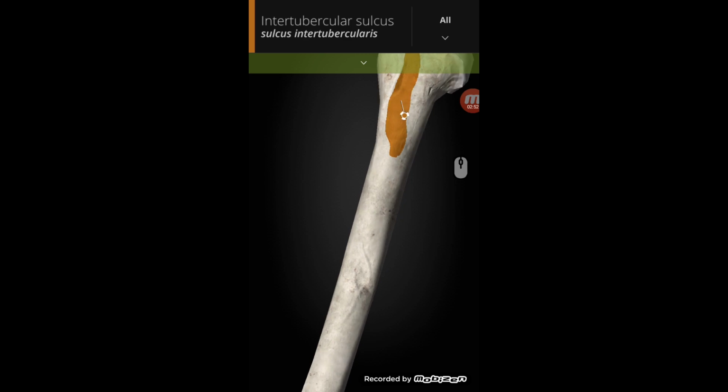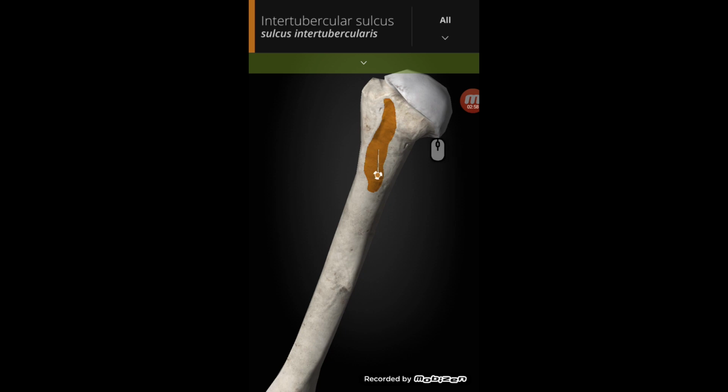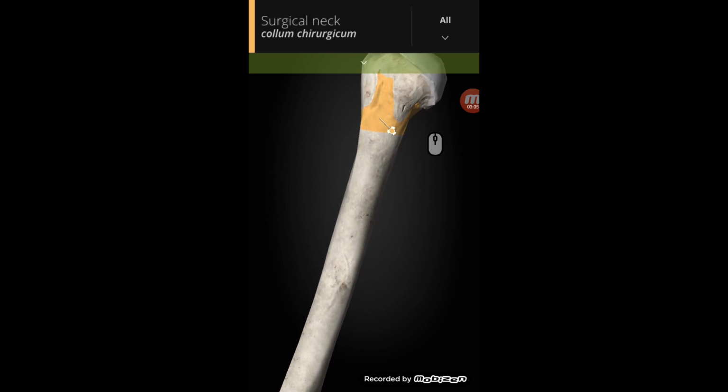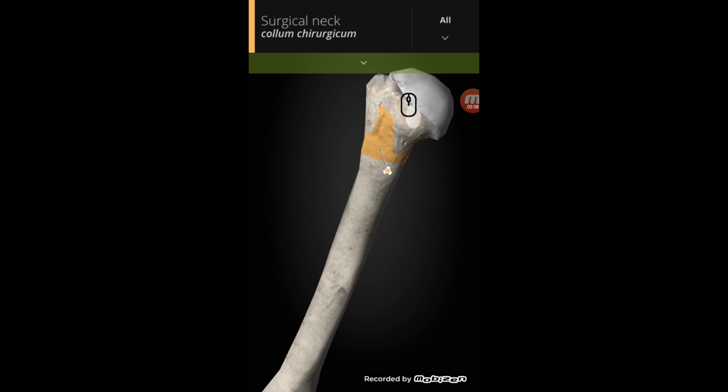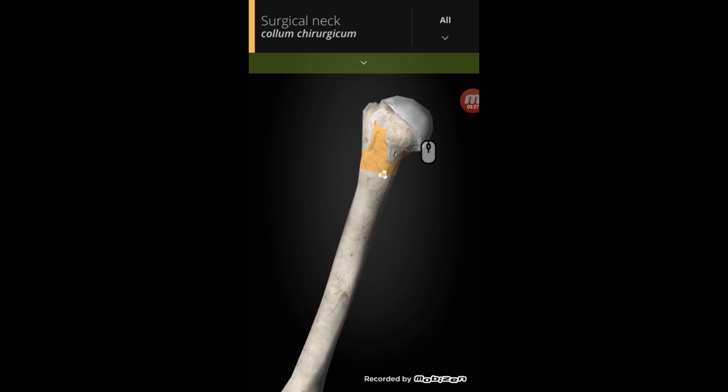This groove is called the intertubercular sulcus or bicipital groove because it is between two tubercles, the lesser tubercle and the greater tubercle. So next, here is the surgical neck. Just below the head and the tubercles there is the surgical neck. Why is this called the surgical neck? This point is common for fracture, and here we have the axillary nerve passing through it towards the deltoid, and if that is damaged, the deltoid muscle gets paralyzed. So this is the surgical neck.